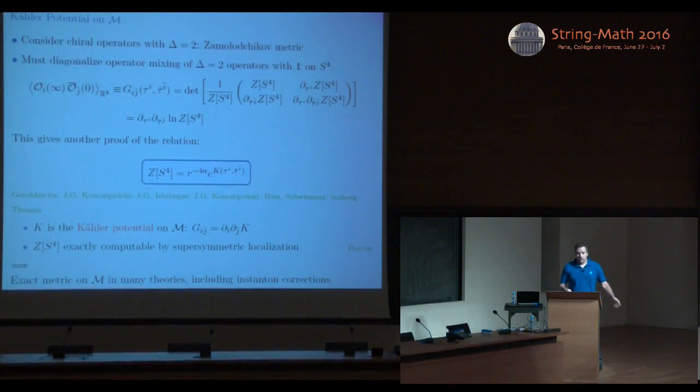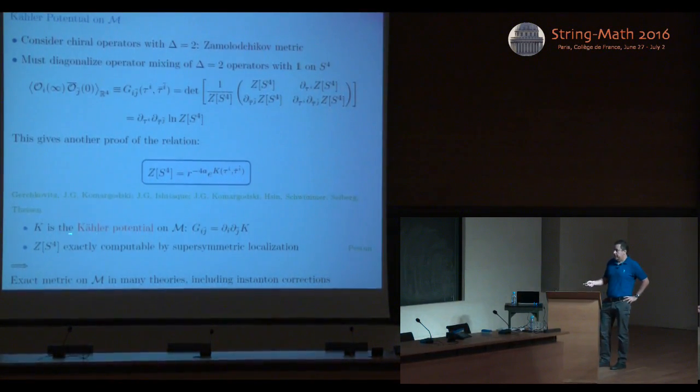So you see that this logic of anomalies, mixing, and Ward identities gives you another proof of a relation that gives a geometrical interpretation to the S4 partition function of an N=2 superconformal field theory. It tells you that the S4 partition function measures the Kahler potential, because the metric on the conformal manifold of this theory is a Kahler metric. R is the radius of the sphere, and A is the usual Euler anomaly.